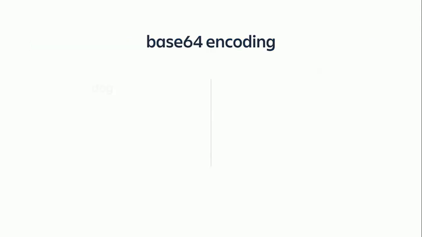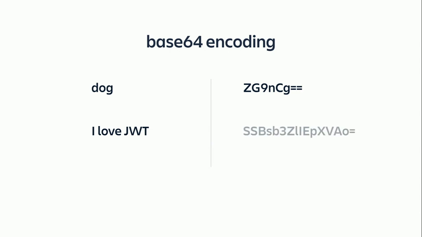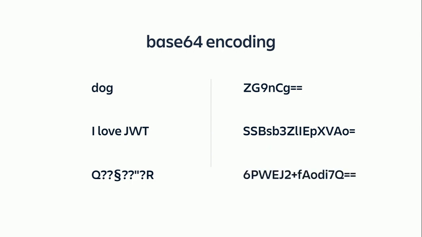What does that mean? If we take an example, dog will become this. I love JWT will become this. But most importantly, random binary data that could be hard to represent will still become something like this. Now, this binary data could contain things like null characters or things that could be interpreted as control codes. When we base64 encode it, it becomes a standard set of 64 characters, and it's easily transmittable with no problem.